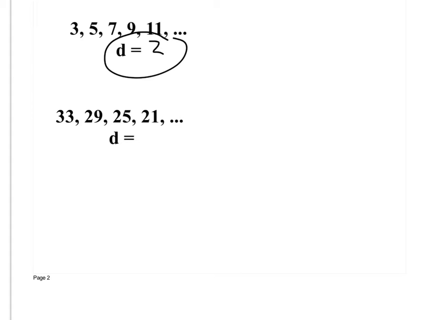33, 29, 25, how much is it changing by? By 4. It's negative 4, because you always take the second number minus the first number. What is 29 minus 33? Negative 4. So my difference here is negative 4. It changes by 4 every time.